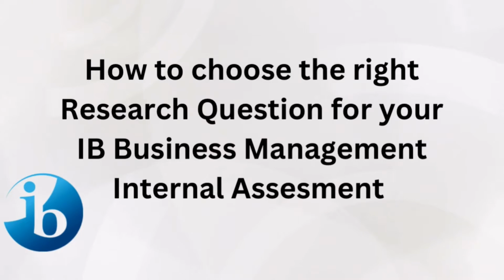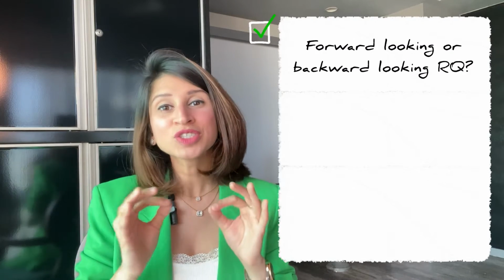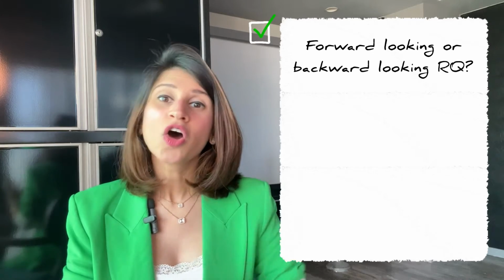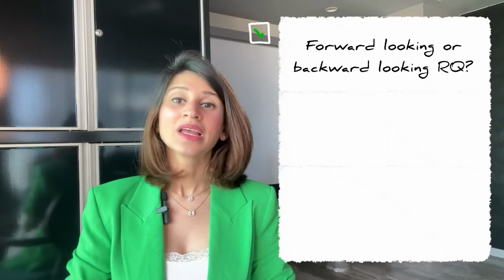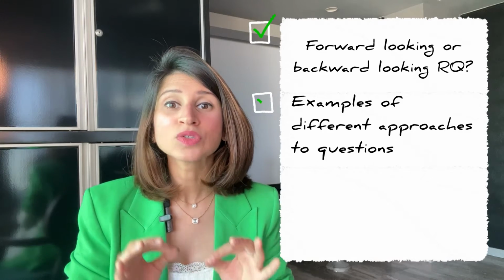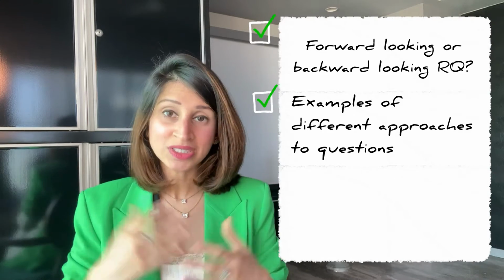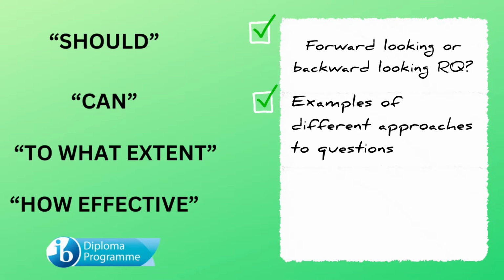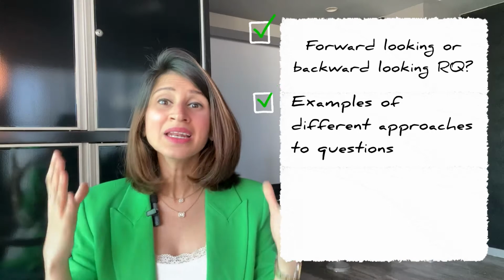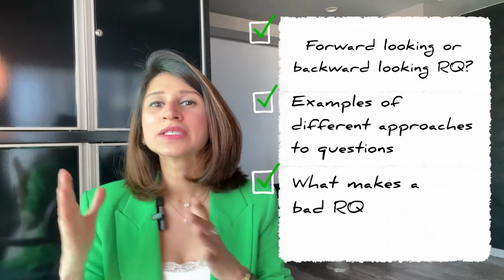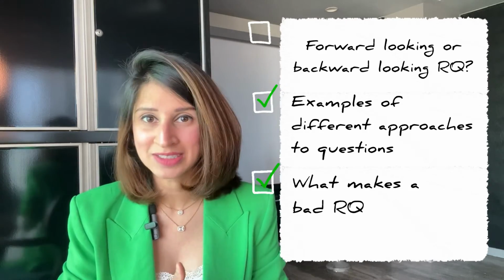In this video, I will be addressing in detail the very important aspects of choosing the right research question. Firstly, we will explore whether a student should undertake a forward-looking or a backward-looking research question. Secondly, I will be giving examples of the different kinds of approaches to questions, such as the should questions, the can questions, the to what extent questions, and how effective questions, with examples of each. And lastly, I will talk about what makes a bad research question so you can avoid making these mistakes.